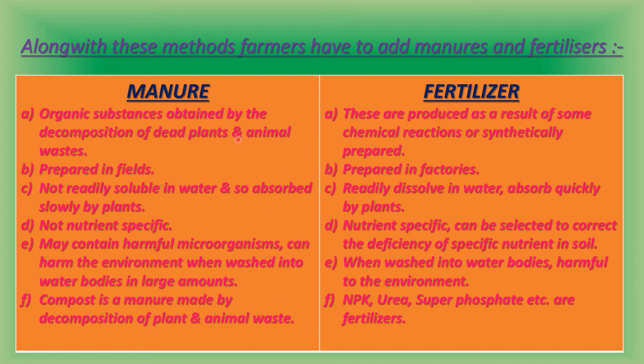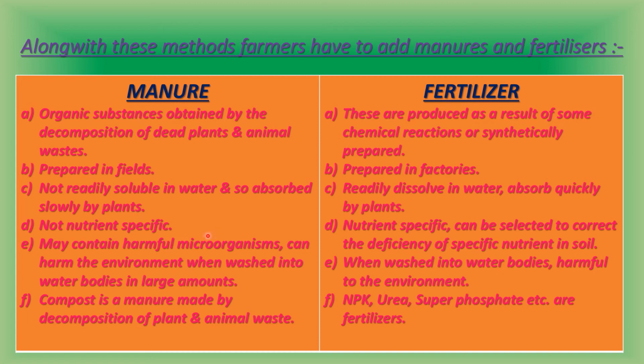First of all, manures are organic substances which are formed by the decomposition of dead plants and animal waste. Manures वो होते हैं जो dead plants और animal waste like cow dung और animal dung, ऐसे dead plants से या vegetable peels, fruit peels, dead plants और animal waste से बनता है, that is called manure. It is made up in fields because it is a natural process. It is not readily soluble in water. It does not easily mix into the water. That's why it is slowly absorbed by the plants.